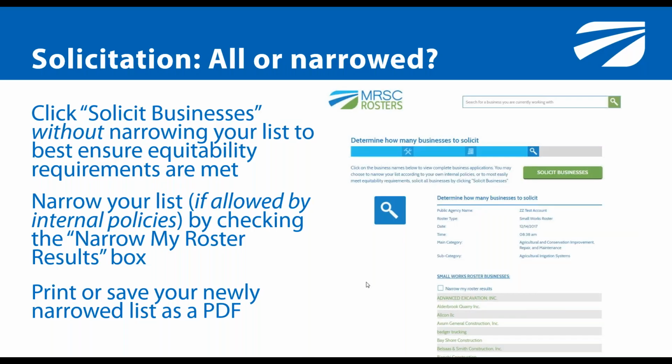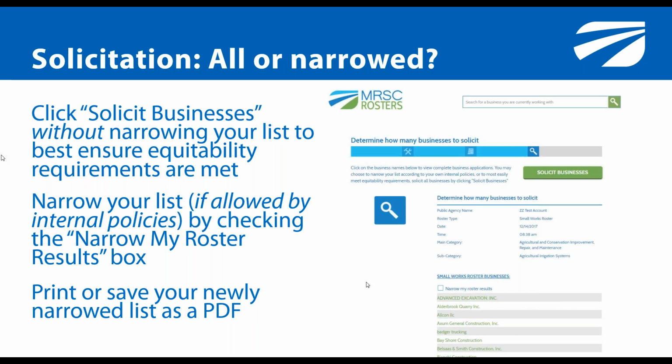Once you have moved past that page, you're going to see this next option to move forward and solicit businesses. This is really the best way to go, just to click solicit businesses and move forward without narrowing your results. The reason for this is it's really the easiest way to meet equitability requirements, just to solicit your project opportunity to all the businesses listed. You'll just continue without narrowing that list.